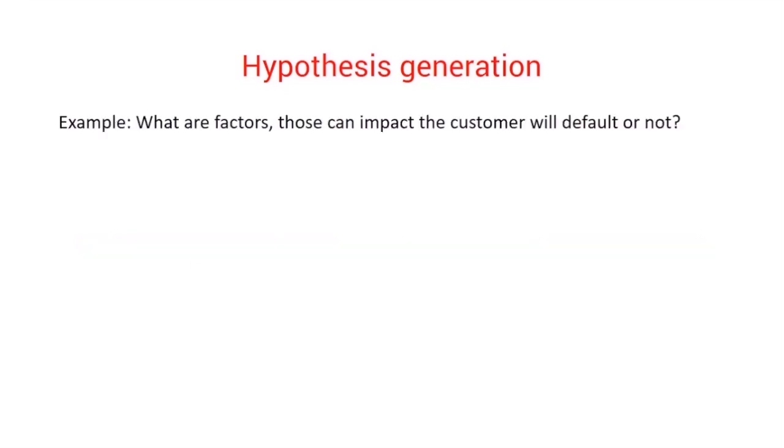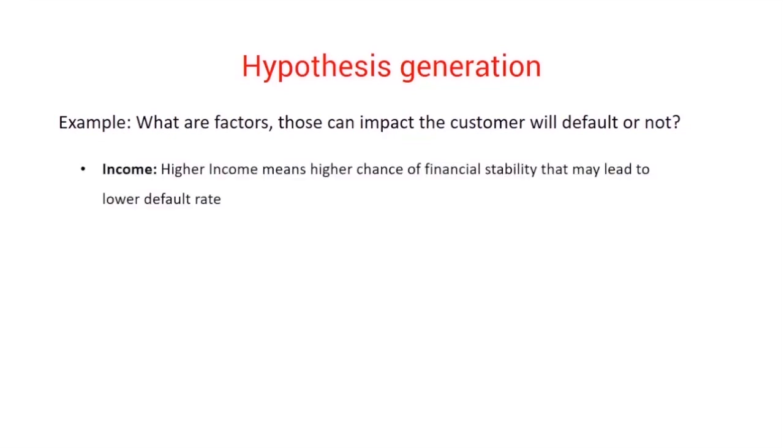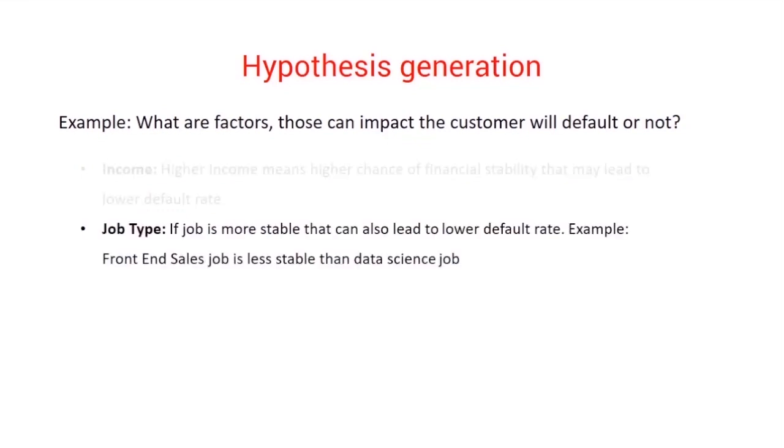Let us have a look at the previous example of credit card customers. What are the factors that can impact the default rate of a customer? Let us have a look at some of the factors. People with high income are more likely to have a low default rate due to their financial stability. Also, the type of job a person has might also affect the default rate, since jobs like sales are less stable than data science. So, this may lead to high default rate.